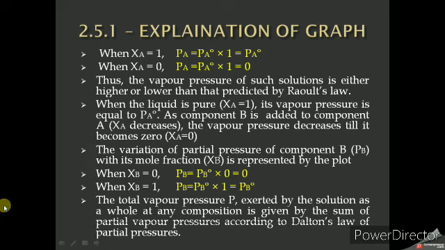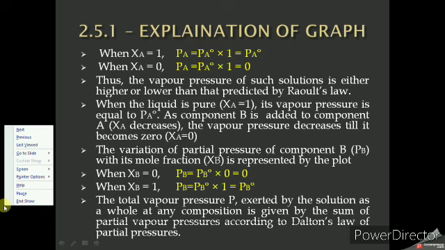With the help of this, we can write the total vapor pressure of the solution, that is P, exerted by the solution as a whole at any composition, which is given by the sum of partial vapor pressures according to Dalton's law of partial pressure. So P, the total vapor pressure, is equal to PA plus PB.